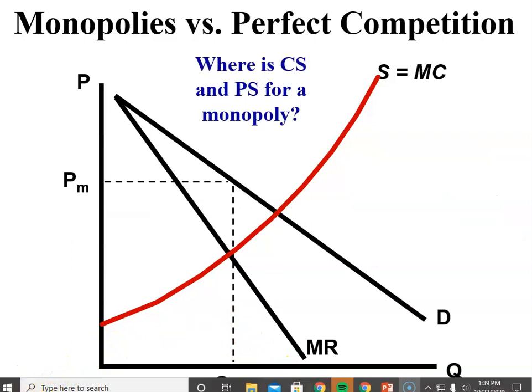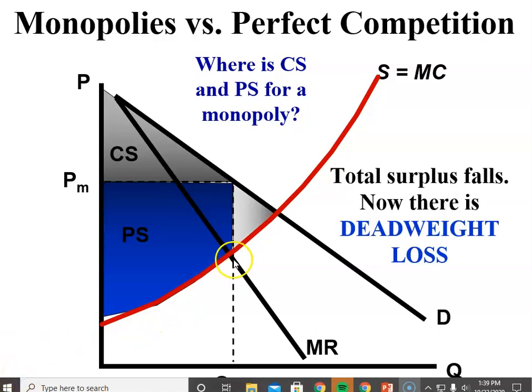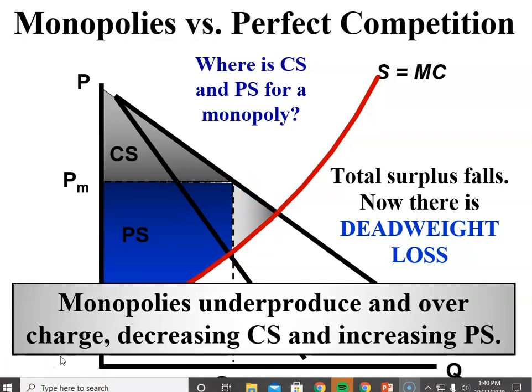Think about where consumer and producer surplus would be for a monopoly on this graph. So you find where MR equals MC and go up to the demand curve, and this is the price. From the price up to the demand curve is our consumer surplus. Producer surplus is from the price down to the supply curve, and the area to the right of the profit maximizing quantity is our deadweight loss. So monopolies underproduce and overcharge, decreasing consumer surplus and increasing producer surplus.